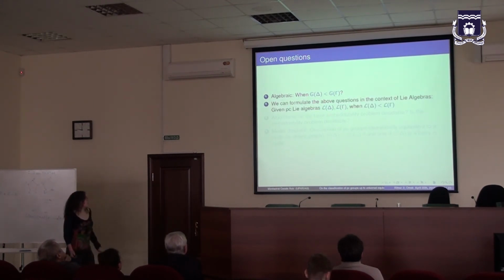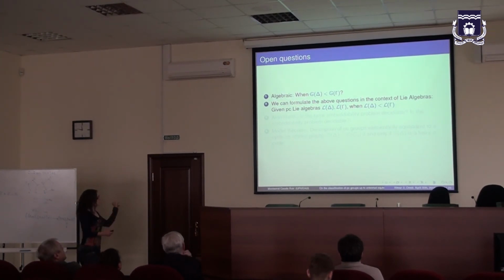Now, I have decided to explain all this for groups because that's what I feel more comfortable with, but you can ask the same questions for algebras. It makes sense. You get varieties of Lie algebras, you interpret commutation as the bracket, you define partially commutative Lie algebras, and you ask if one Lie algebra is a subalgebra of another. And the question is still open.